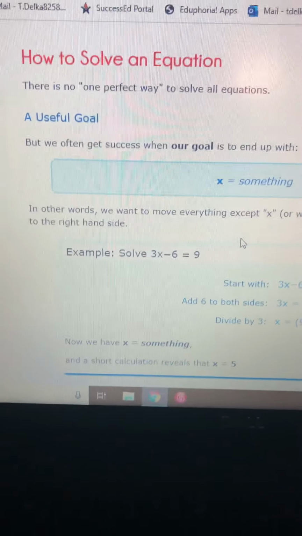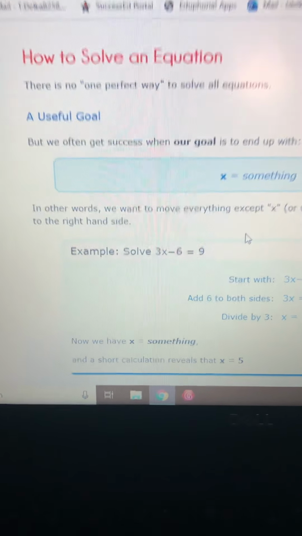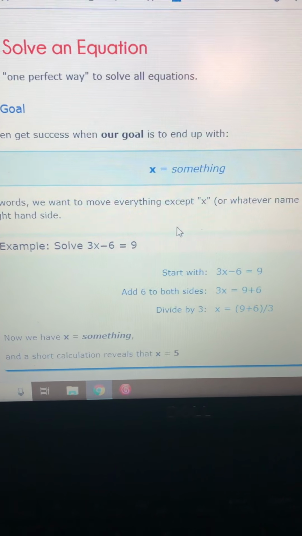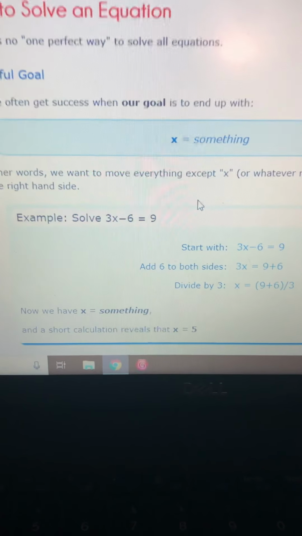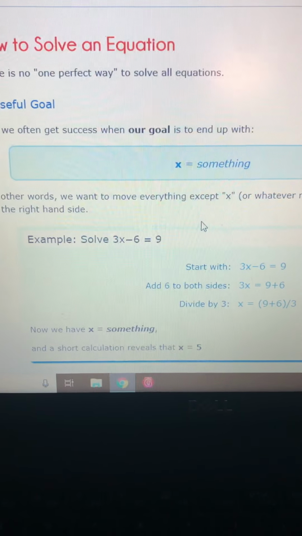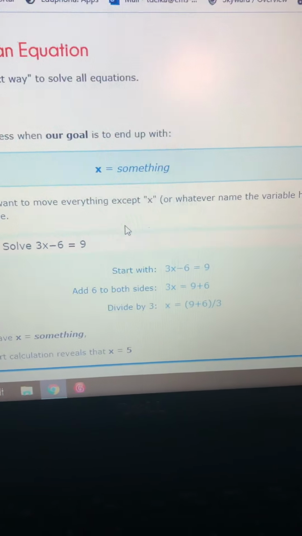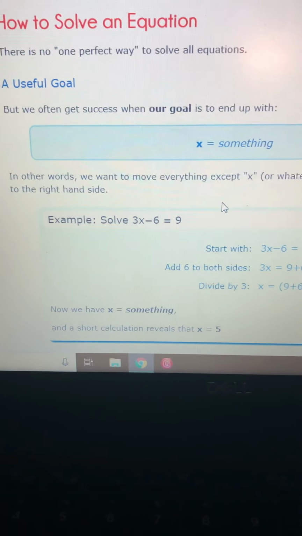But then it says how to solve an equation. There is no one perfect way to solve all equations, but we often get success when our goal is to end up with something like this. It says x equals something. And it can be wrong, and that's okay. I'd rather it be wrong than you not try at all. So in other words, we want to move everything except your x, or whatever the name of the variable is, over to the right-hand side.